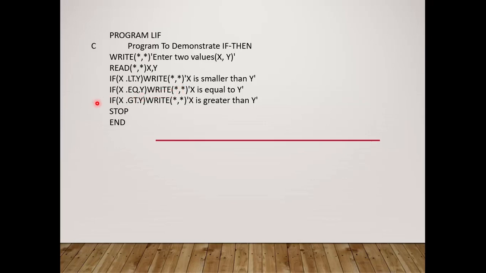And then in the last we have to check again, even if you have gone directly for this write x is greater than y, it should be valid. So we'll still check if x dot gt dot y, this dot gt dot is the operator for greater than, and this is write star comma star, and we'll write x is greater than y. This has to be written again in the single quote, and lastly it should stop and end.